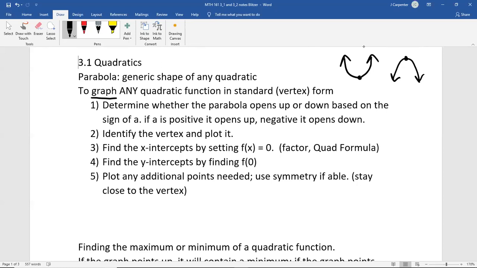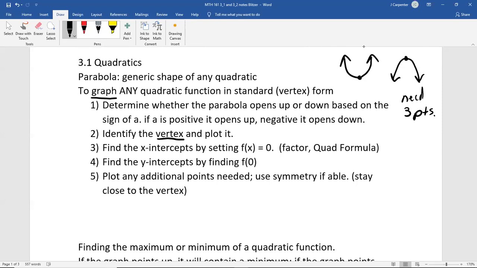Now, at a minimum, we need 3 points in order to graph any parabola or any quadratic. We need 3 points, one of which needs to be the vertex. Now, the vertex is either the highest or the lowest point on a parabola. The vertex is the highest or lowest point on a parabola. That was the point that we were shifting around in the last chapter. We're going to learn other ways of finding that vertex soon.